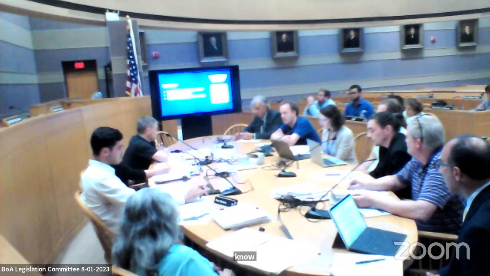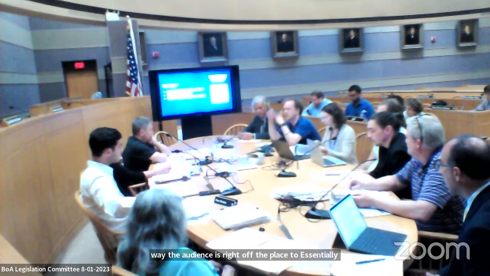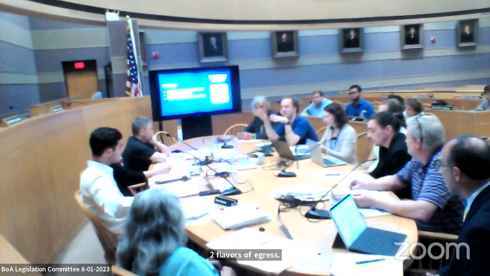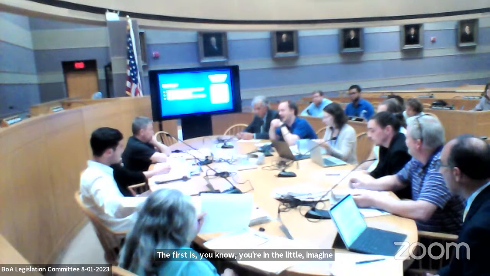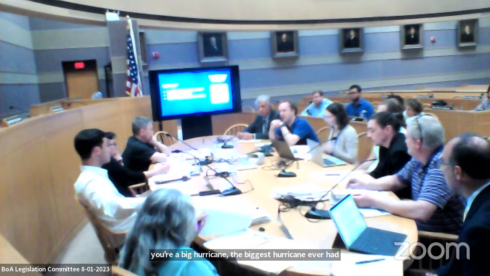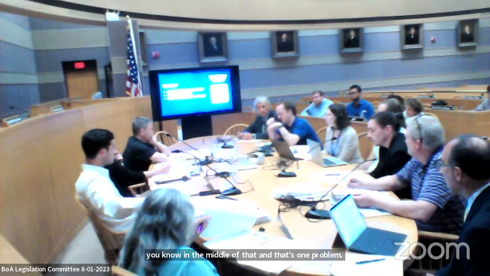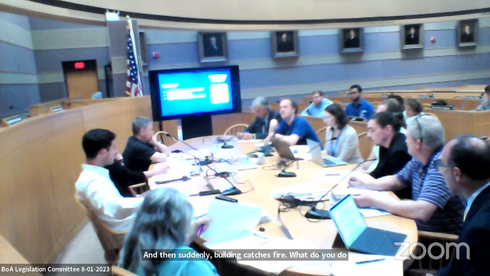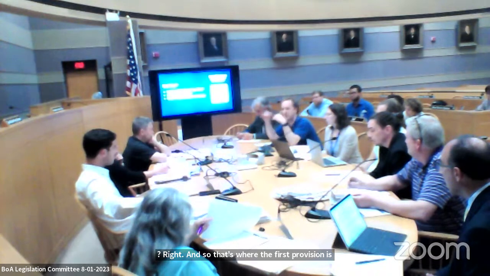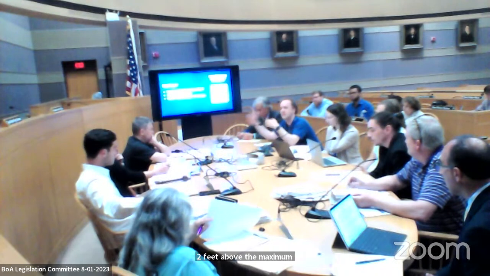The way the ordinance is written, it contemplates essentially two flavors of egress. The first: imagine you're in a big hurricane, the biggest hurricane you've ever had, much bigger than Sandy, probably bigger than the Hurricane of '38. You're in the middle of that, and that's one problem. And then suddenly you have another problem: the building catches fire. What do you do? That's where this first provision comes in, where you provide pedestrian egress at base flood elevation plus 2 feet, 2 feet above the maximum FEMA predicts the water is going to reach, to a safe space outside of the building.